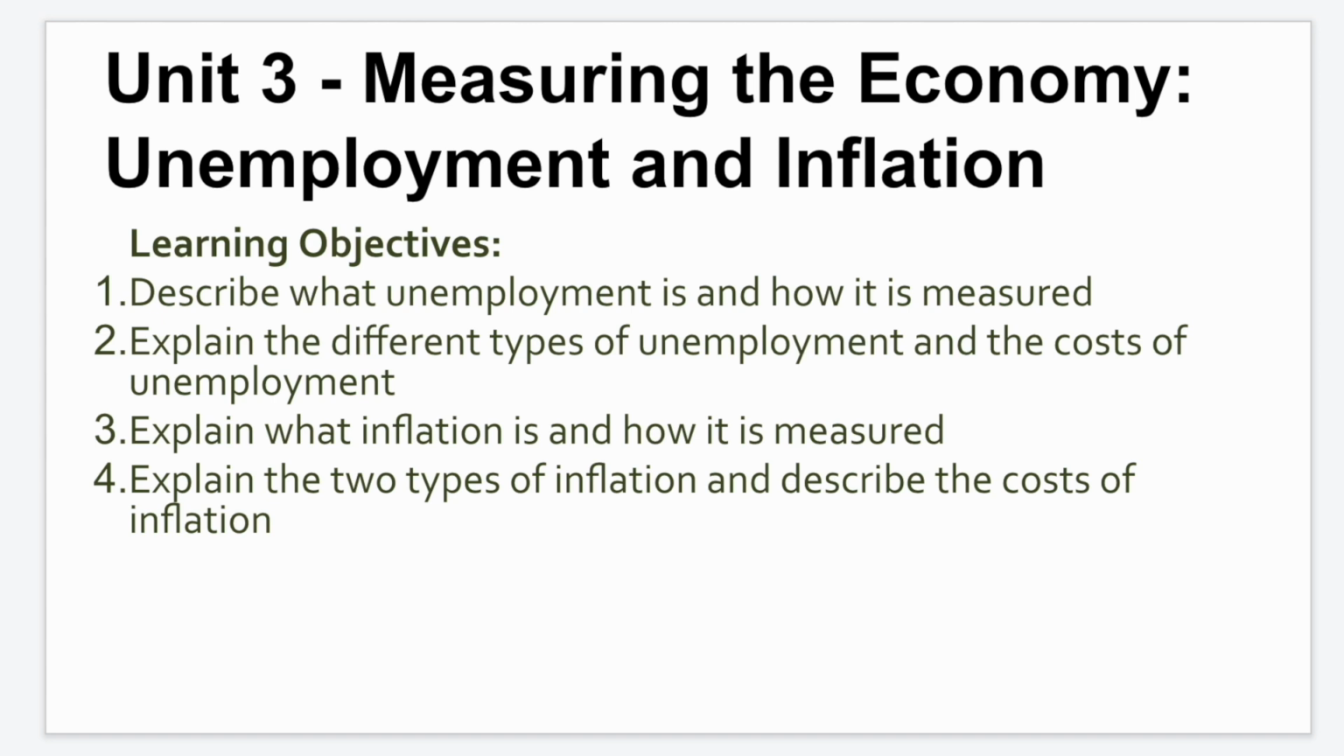Unit 3 has some key objectives. The first two deal with the first section, and the second two deal with the second section. So we're going to be describing what unemployment is, how it's measured, and we're going to explain the different types of unemployment and the costs of unemployment to the economy. In the next section, we're going to look at explaining what inflation is, how it's measured, and we're going to explain the two types of inflation and describe the costs of inflation to the economy.